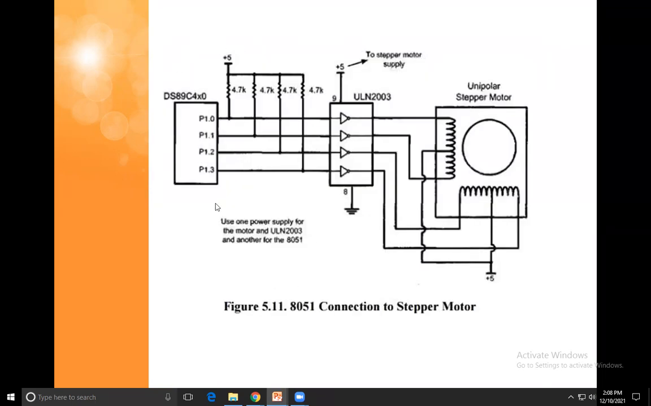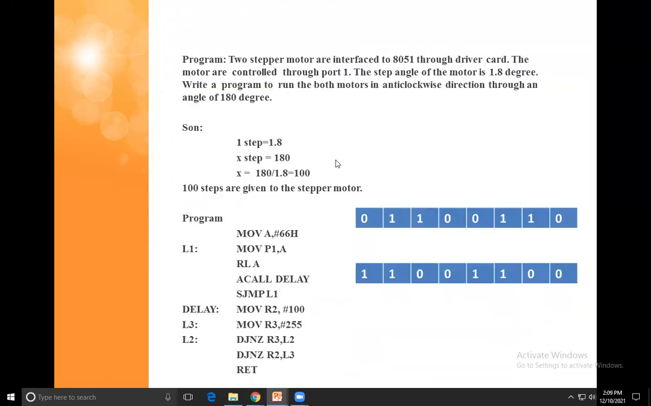And this is the connection for interfacing the stepper motor. Here we have connected port 1.0 to 1.3, which means 4 pins are connected to our stepper motor by using the ULN 2003, which supplies the current to the motor. So this is the driver circuit ULN 2003, the driver circuit to drive the stepper motor. So we discussed this circuit also in the last lecture.